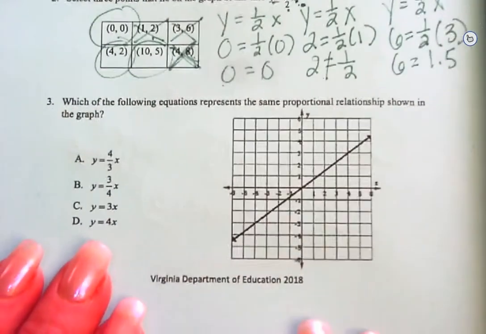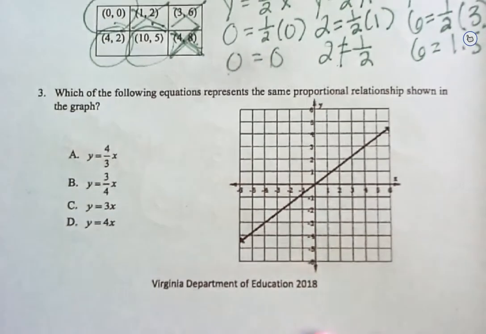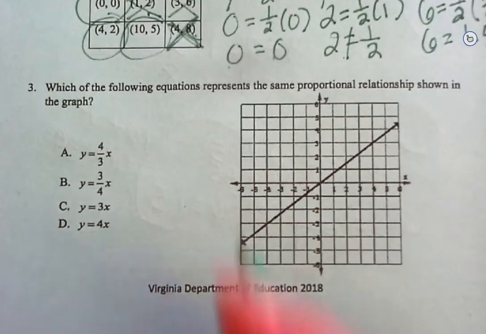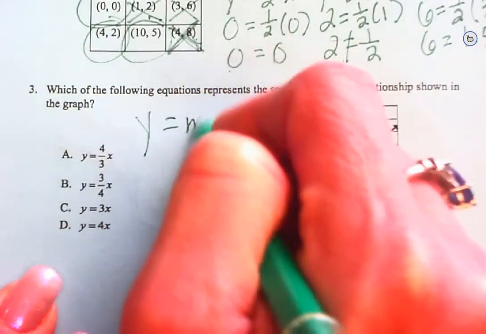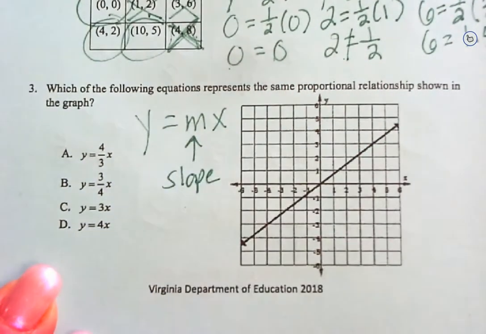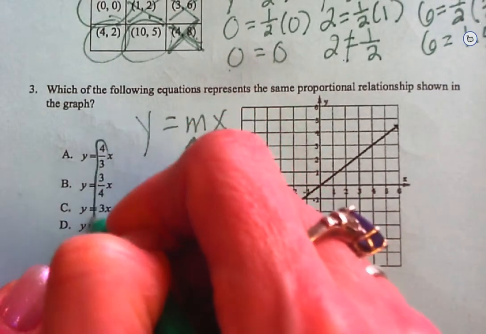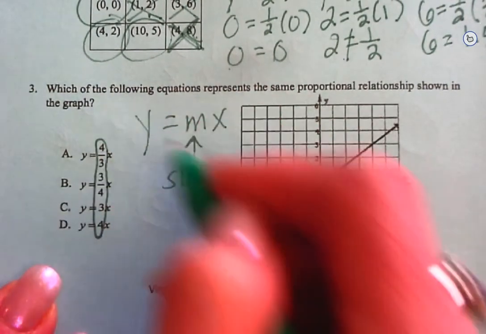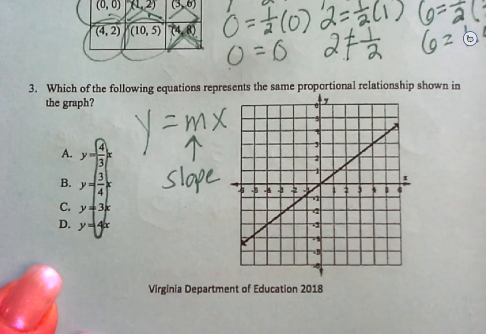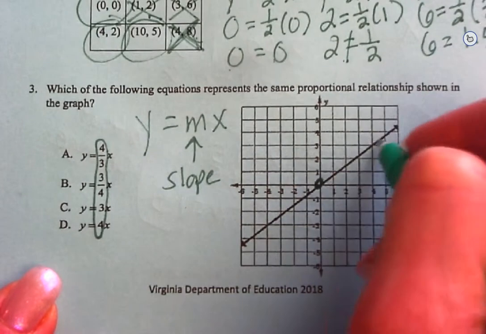Number 3, which of the following equations represents the same proportional relationship? Okay, so for this one, we know that y equals mx. M is your slope. So I'm looking for the slope that I can plug into the equation. I'm looking to see if it's 4/3, 3/4, 3, or 4. So I'm going to find 2 points on the line. This point and this point.